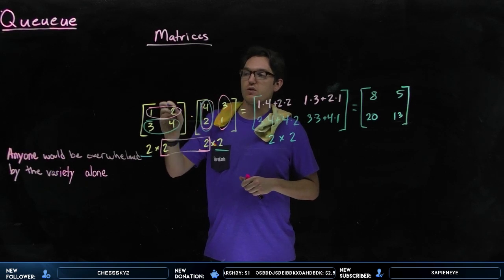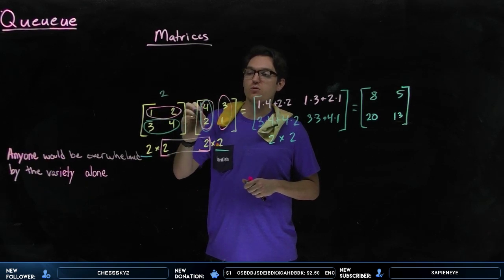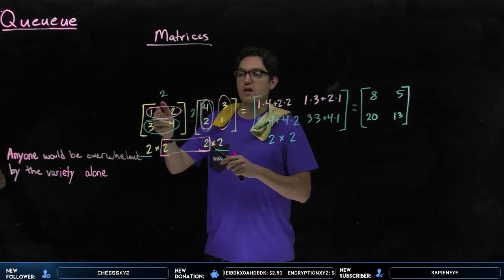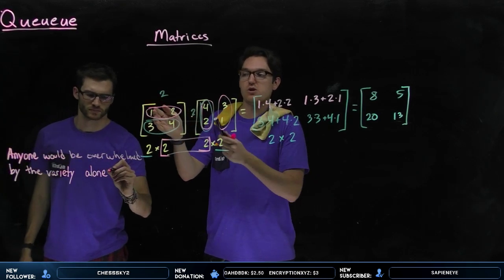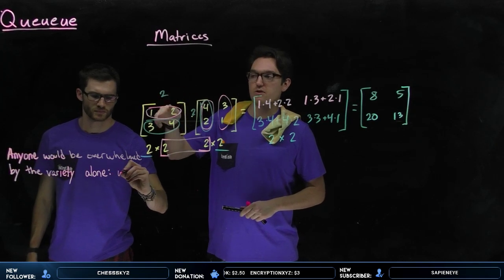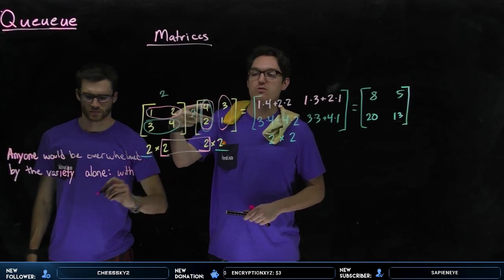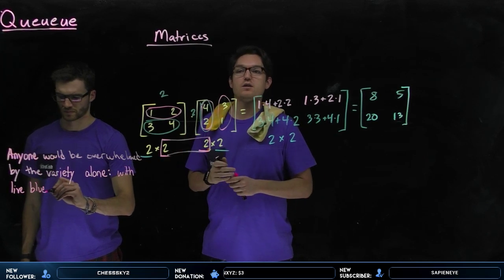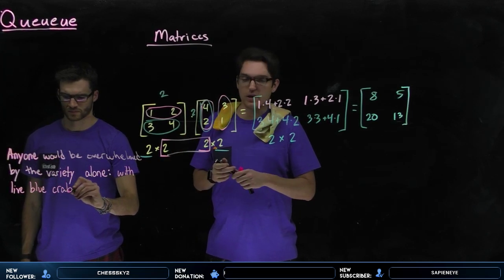1 and 2. There are 2 numbers here. 4 and 2. There are 2 numbers here. If we had another number down here, there'd be nothing to multiply it with over here. So the number of columns here, which there are 2 of them, has to match the number of rows of the second matrix, of which there are 2. Which is why those inner dimensions have to match. Pretty wild. Okay, let's do one more here.